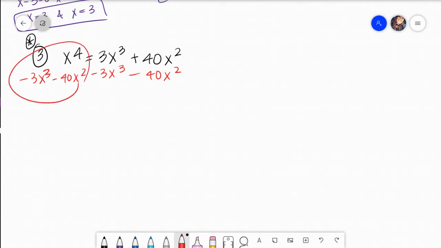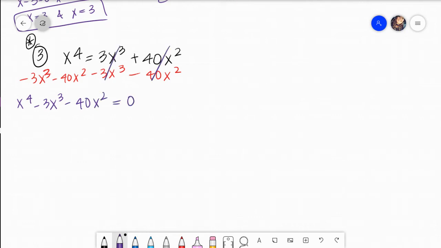None of those are alike, so you just list them: x to the 4th, -3x cubed, -40x squared. Everything over here, they were additive inverses, right? So they canceled, I get a 0. This is not in the correct form. That's raised to the 4th power.